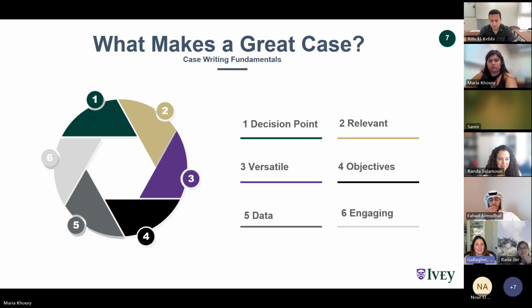And then last but not least, and this is very much to what Randa was saying earlier, an engaging story with compelling issues. We want this to be engaging. We don't want this to be he did this and that was the outcome and that was the end of that.